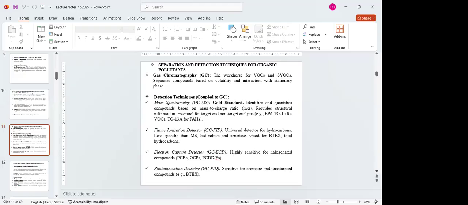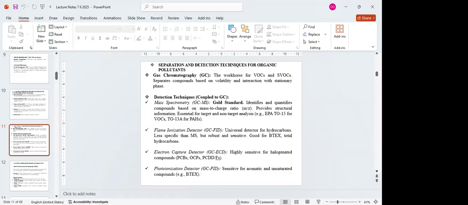The other one is the electron capture detector. This is also coupled to the GC, and it gives a highly sensitive nature, particularly in the presence of halogenated compounds. So depending on what you are really targeting and what you are working on, the coupling of the GC matters so much.